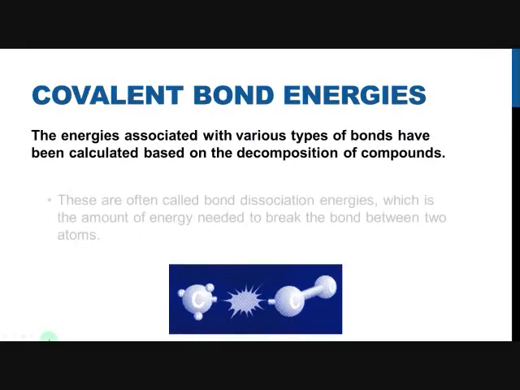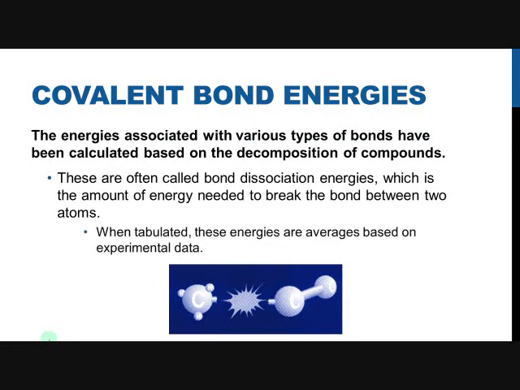So these energies associated with various types of bonds have been calculated based on the decomposition of the compounds that contain them. These are often called bond dissociation energies, which is the amount of energy needed to break the bond between two atoms. So when you have data, it's talking about two atoms only and the energy associated with breaking that bond between those two atoms. When they're tabulated, whenever you look at a table, these energies are averages based on experimental data. So on a case-by-case basis, they might slightly differ.